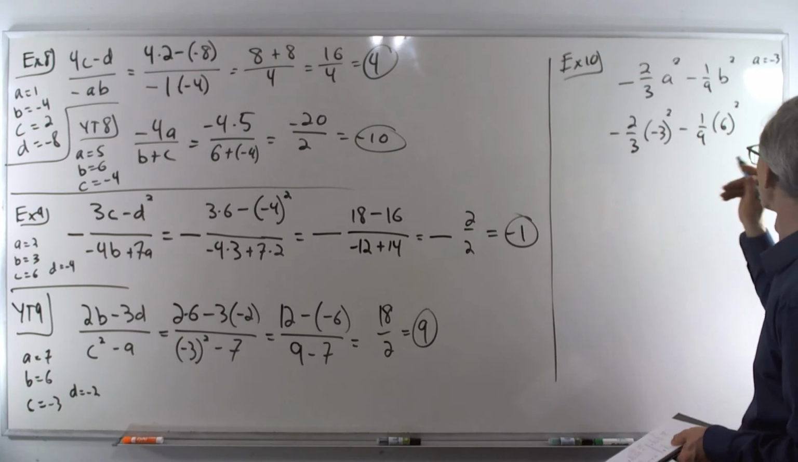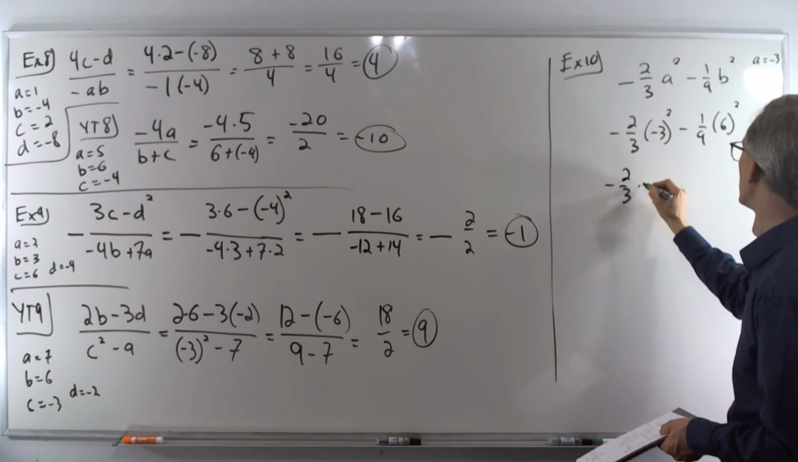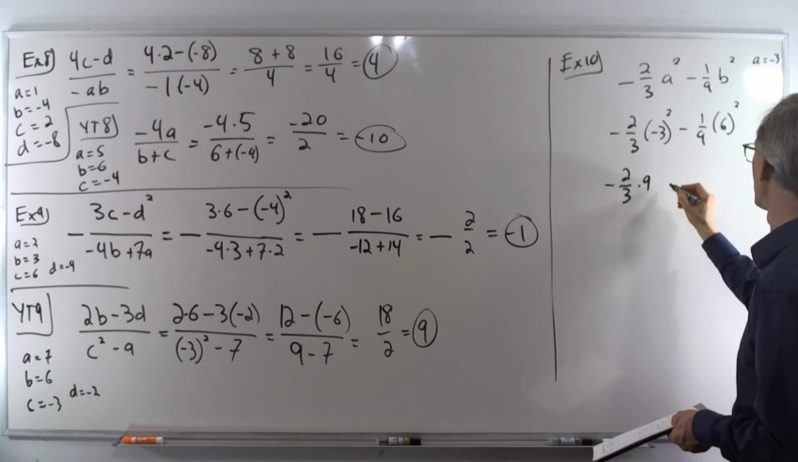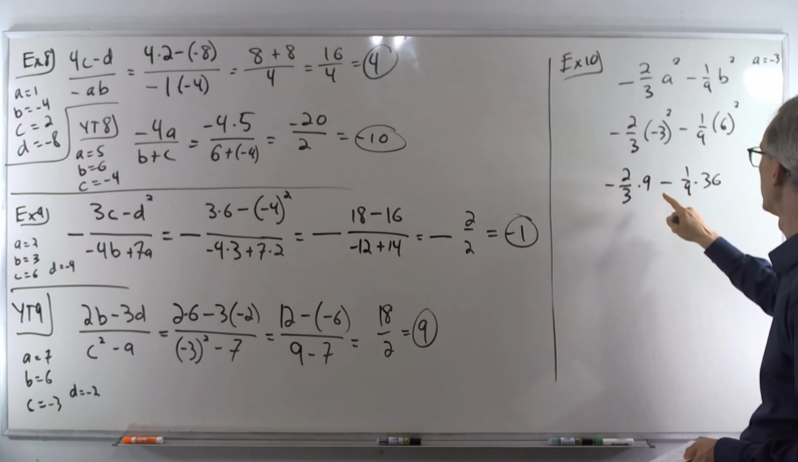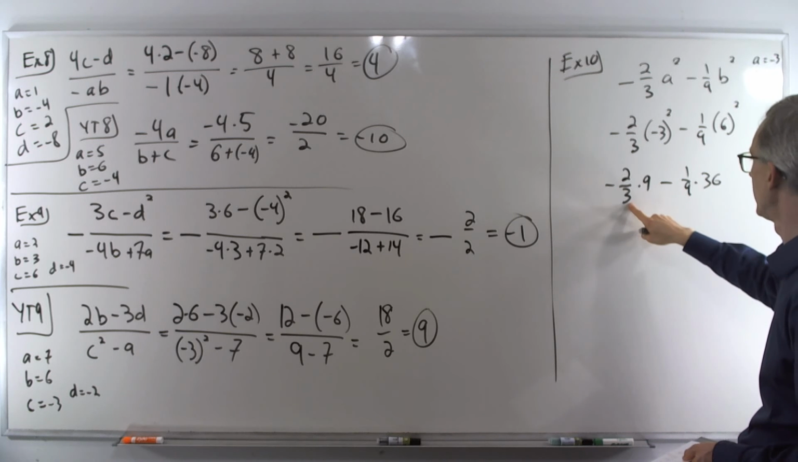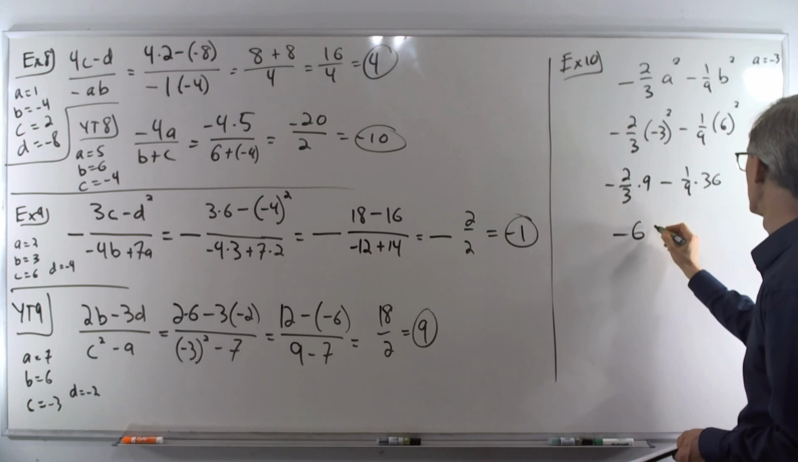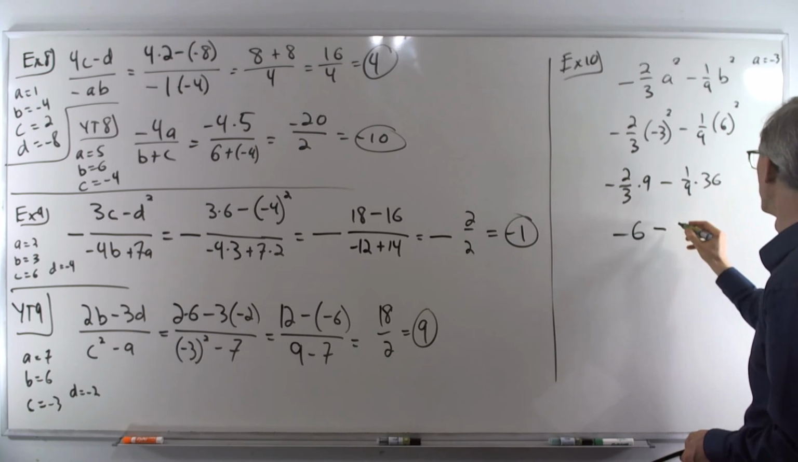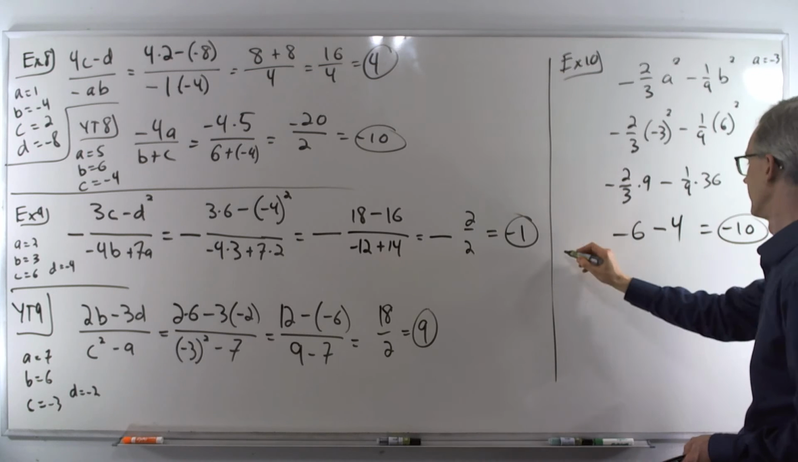All right, so let's go ahead and do the exponents. So we got -2/3 times 9 minus 1/9 times 36. Right here, we got 9 divided by 3 is 3, times 2 is 6. So -6 there. Here we got 36 divided by 9 is 4. -6 minus 4 is -10.